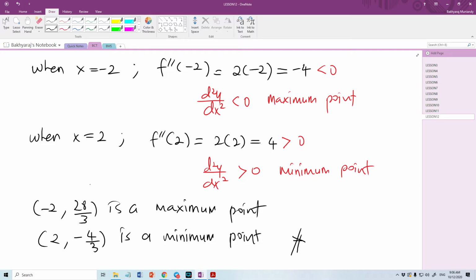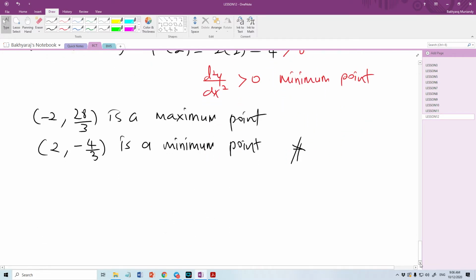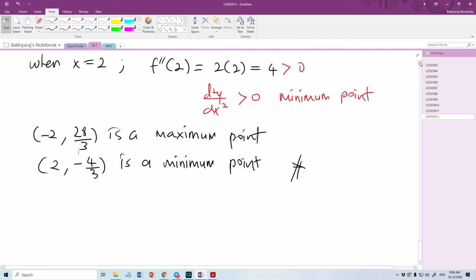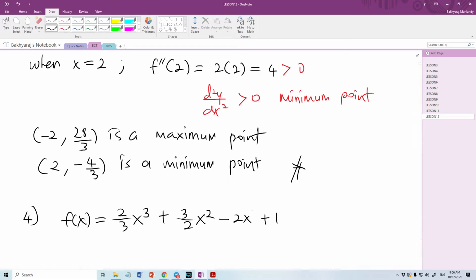Okay, I give you one more question. So we do one more question, number 4. Okay, we go number 4. I give you the function f(x) equals 2 over 3 x to the power of 3 plus 3 over 2 x to the power of 2 minus 2x plus 1. Okay, 2 over 3 x cubed plus 3 over 2 x squared minus 2x plus 1.